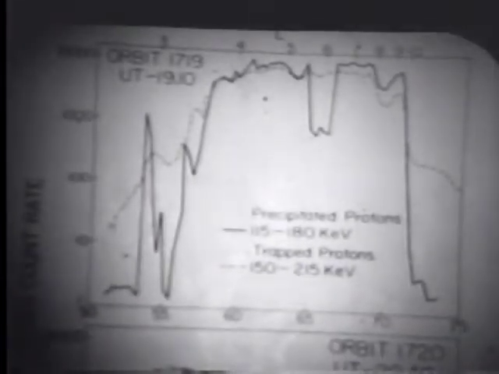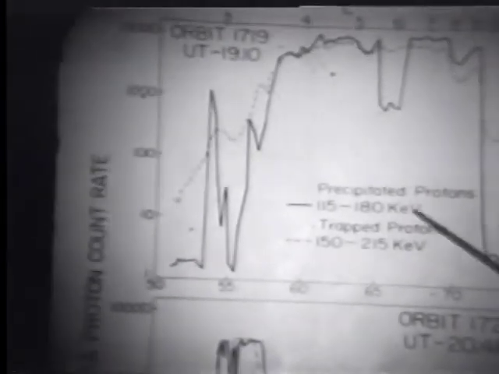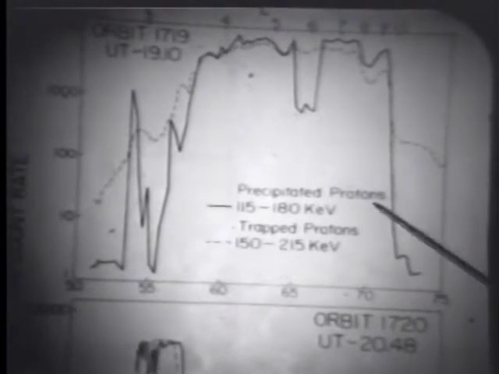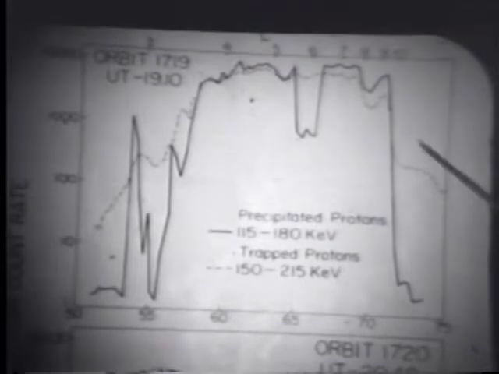Now, I've taken two satellite passes from the main phase of the storm. This data was given to me by Finsaurus. And here we plot both the precipitated protons with energies between 100 and 200 keV and the trapped protons measured at the ESRO-1 satellite altitude.